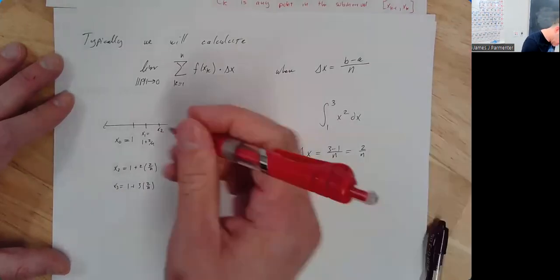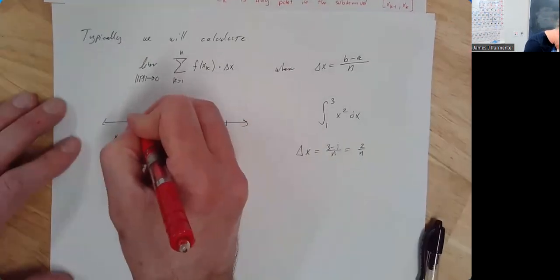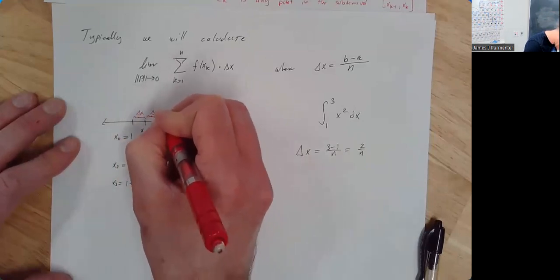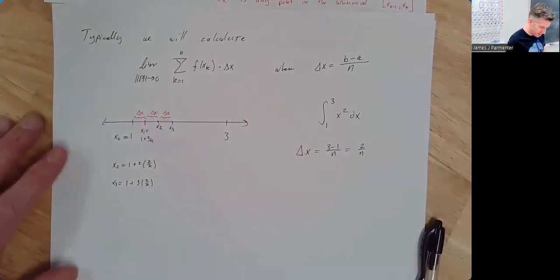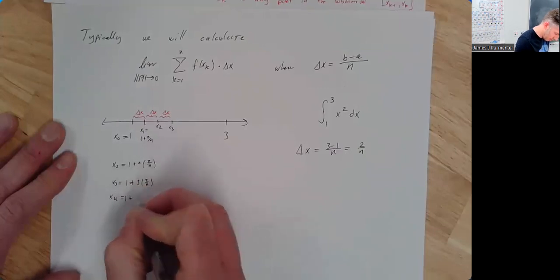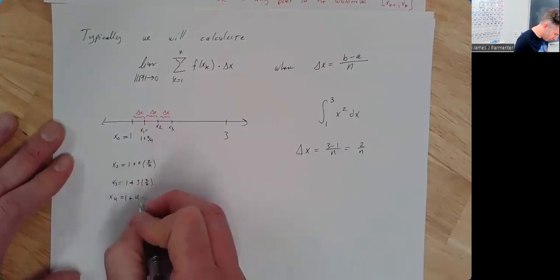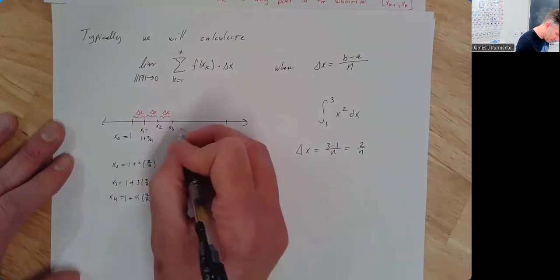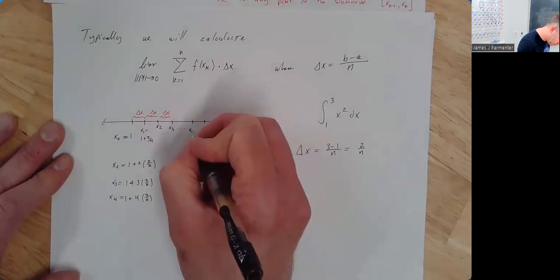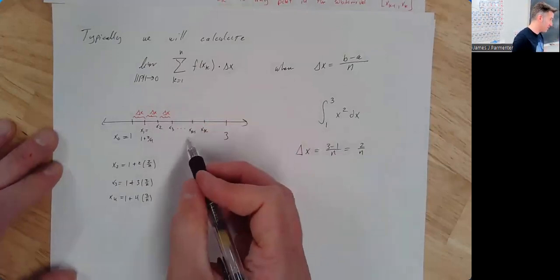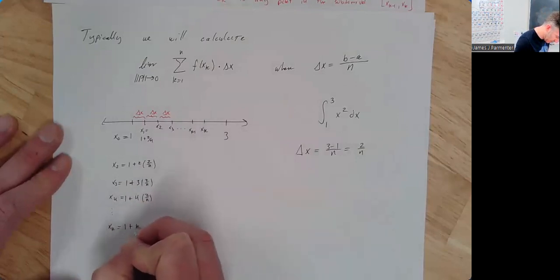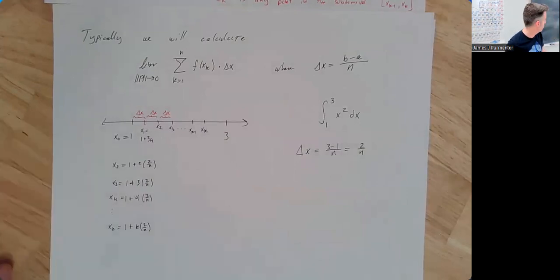Each time, we're just adding the delta x to get to the next point. And so I think it becomes not too terrible to see that I'm just multiplying by the next integer. So x sub 4 is going to be 1 plus 4 times 2 over n. So that we can see that if you're over here at the kth subinterval, where the right endpoint is x sub k and the left endpoint is x sub k minus 1, then x sub k is 1 plus k times 2 over n.